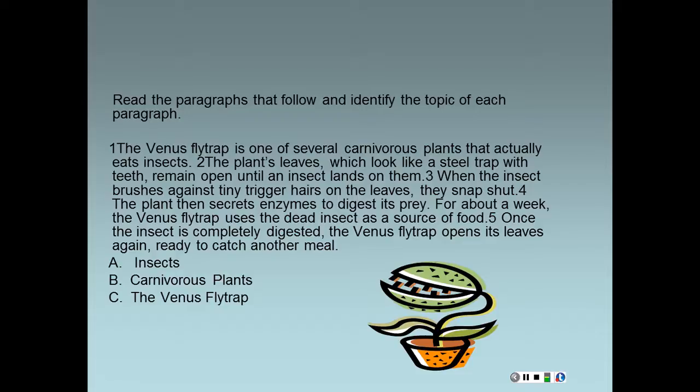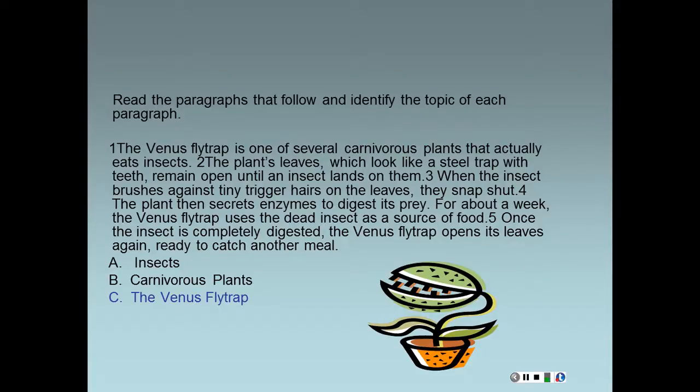Which sentence did you choose? The correct answer is the Venus flytrap, choice C. Notice that the words the Venus flytrap appear 3 times in the paragraph, and the word plant is used in sentences 2 and 4 to refer to the Venus flytrap.